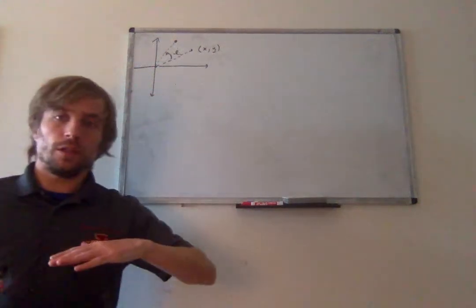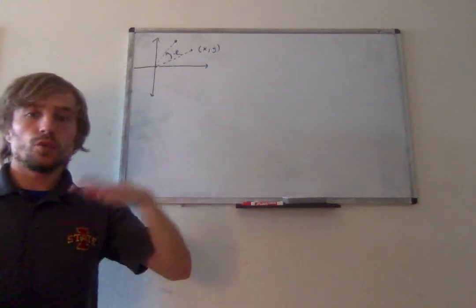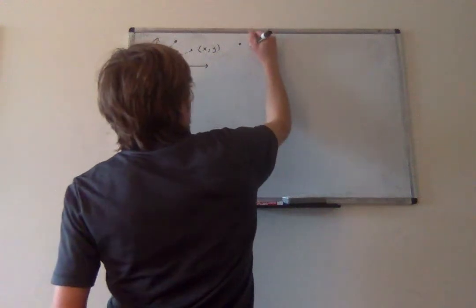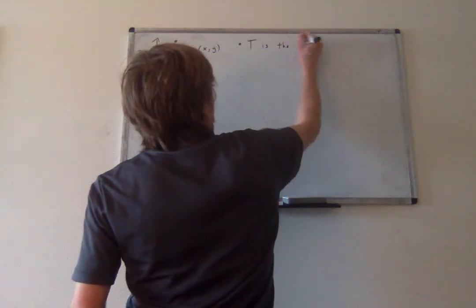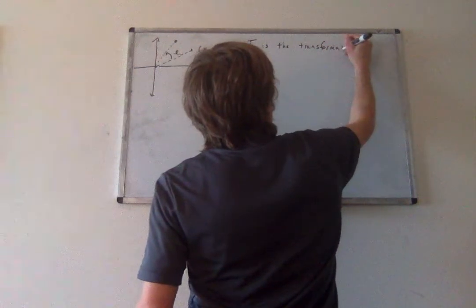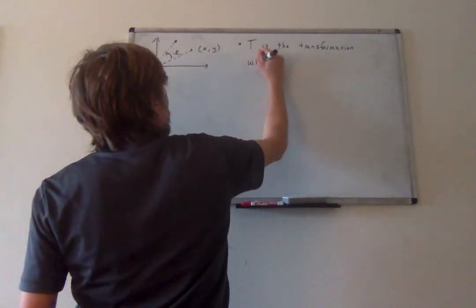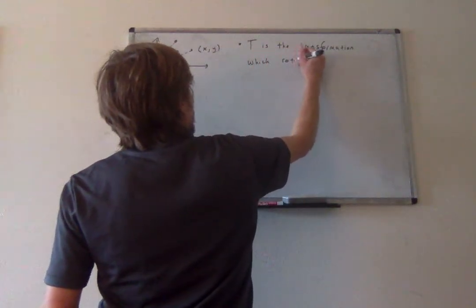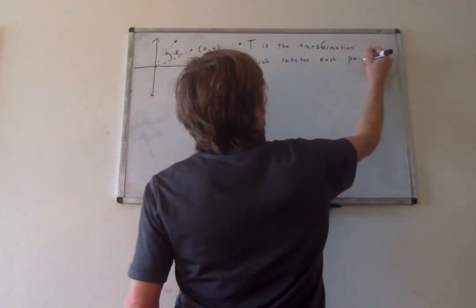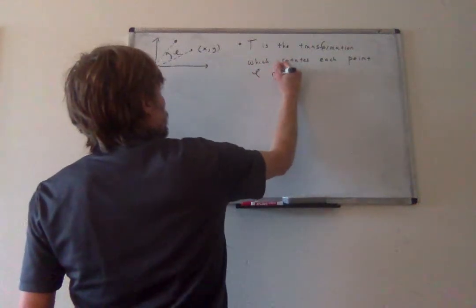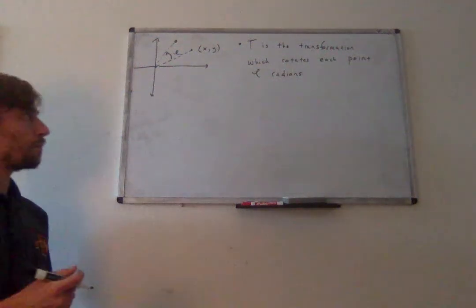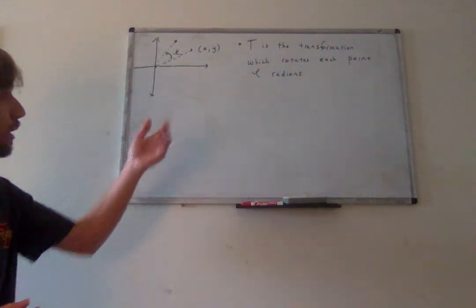But so I want to take each point, keeping the length of this line the same, and rotate it at an angle of phi. So T is the transformation which rotates each point a total of phi radians. And so we want to find the matrix for T.